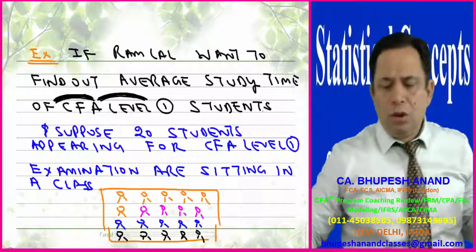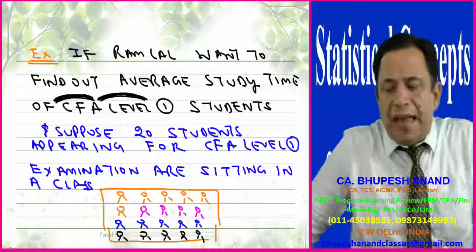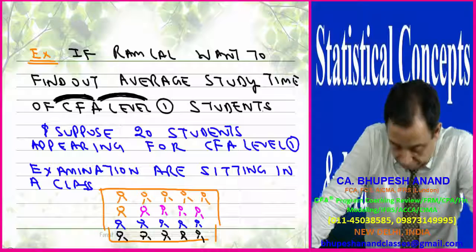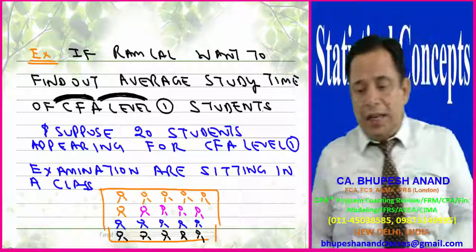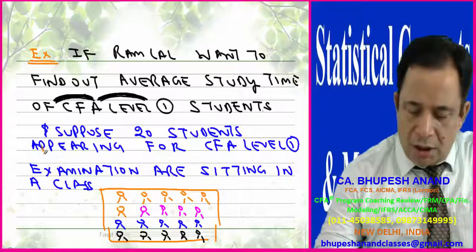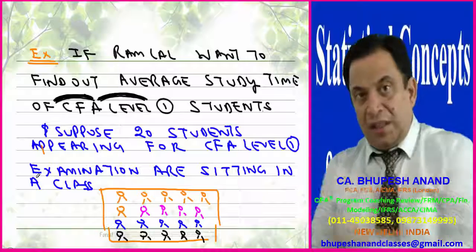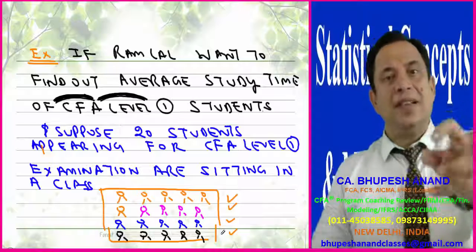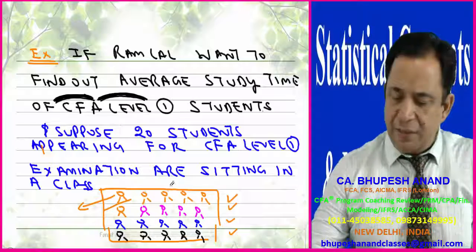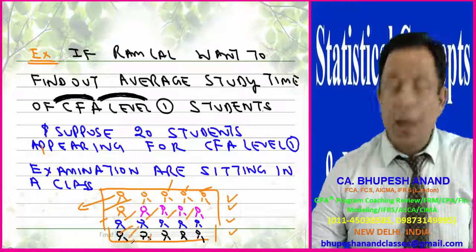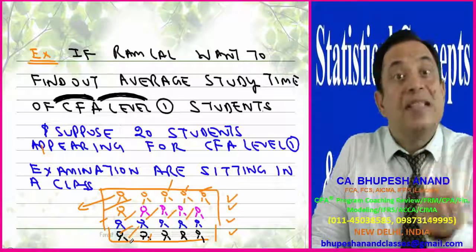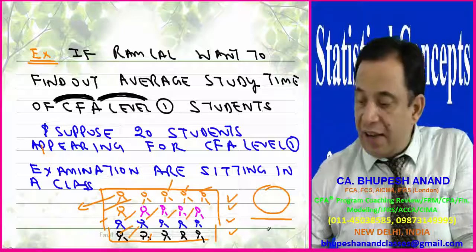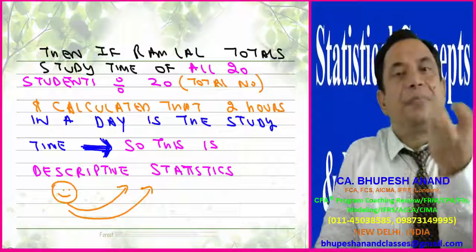If Ramlal, or any user or any analyst, wants to find out the average study time of CFA level 1 students, and suppose there are 20 students appearing for the coming examination in June and December, and I want to find out the average study time. I will find out how much time each and every student gives for self-study. Then I will total it, then divide it by 20, and I will get a particular figure.